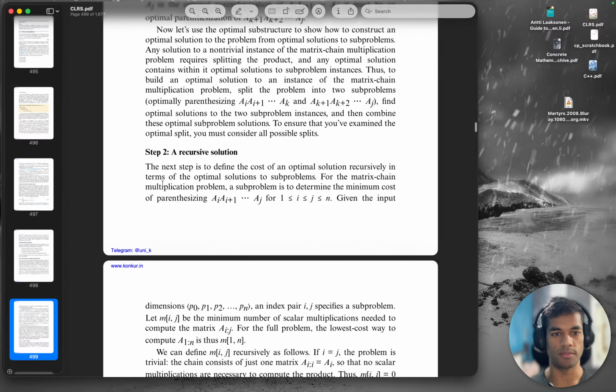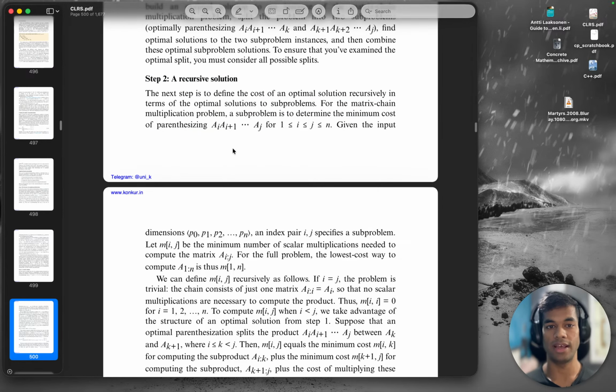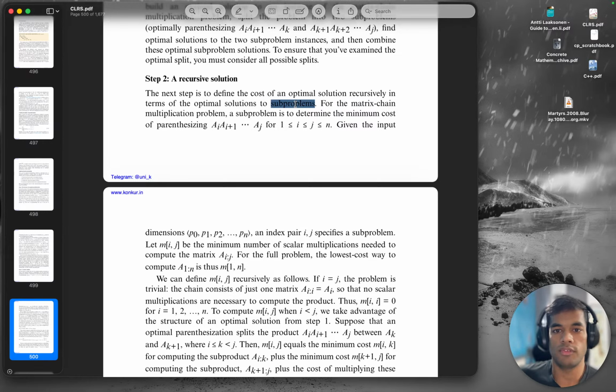A recursive solution. Now, the next step is to define the cost of an optimal solution recursively in terms of the optimal solutions to subproblems. How do we define our solution recursively, in terms of optimal solutions to subproblems?